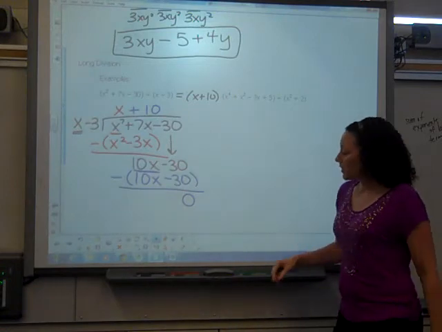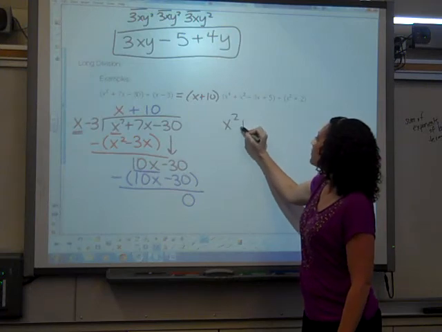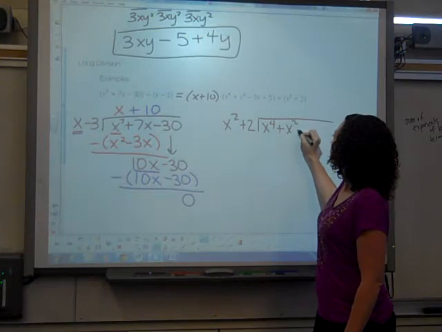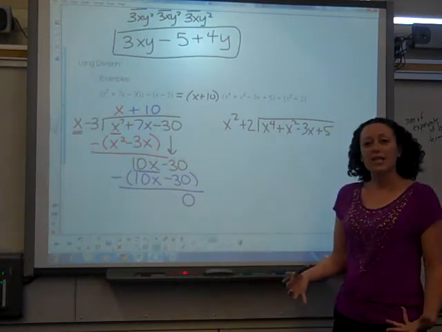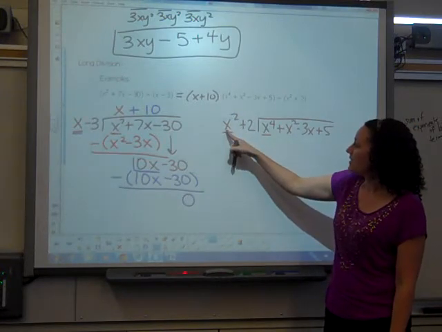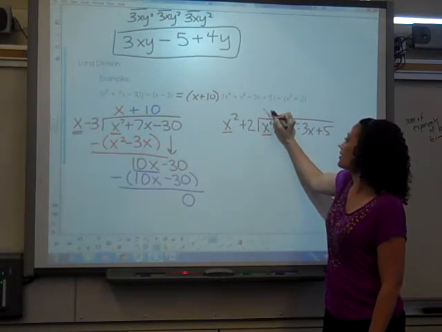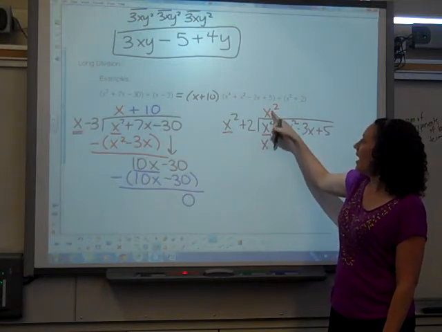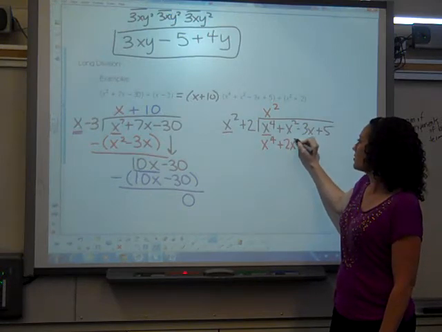For the second example here, we're going to start the same way. I'm going to take what's in back. That's going to go in the front. Just like last time, I look at the front numbers first. I look at what times x squared gives me x to the 4th. Oh yeah, that's x squared, that's right. X squared times x squared is x to the 4th. X squared times 2 would be 2x squared.